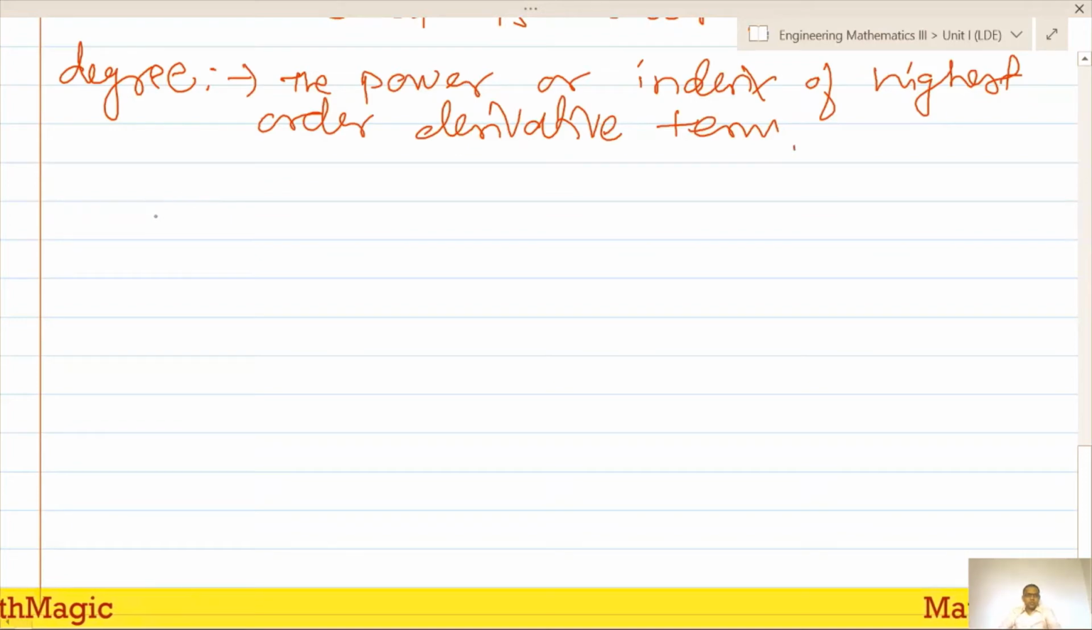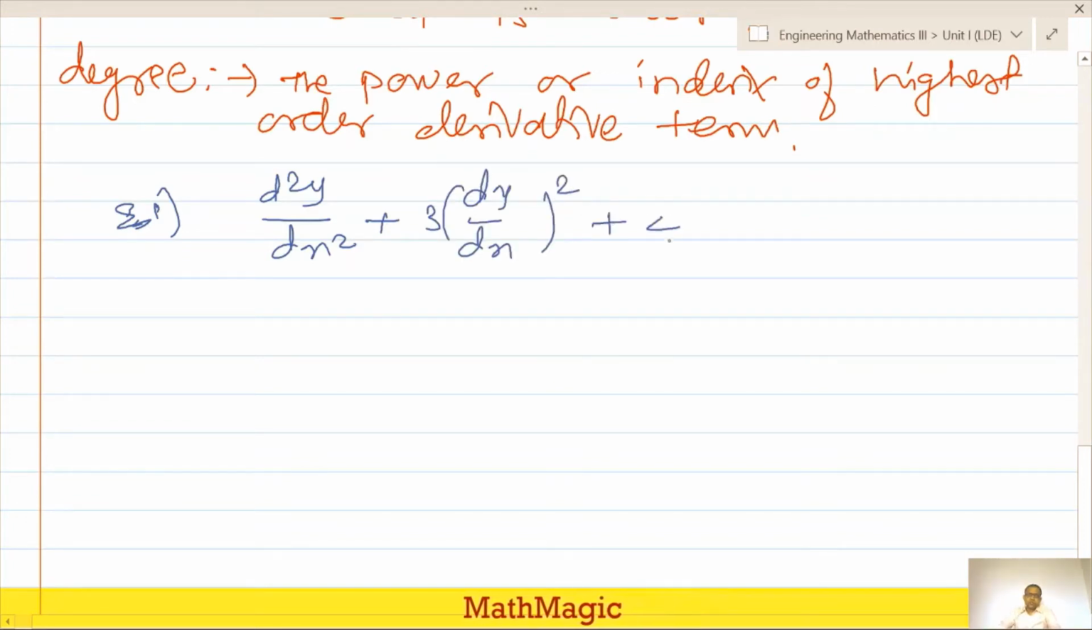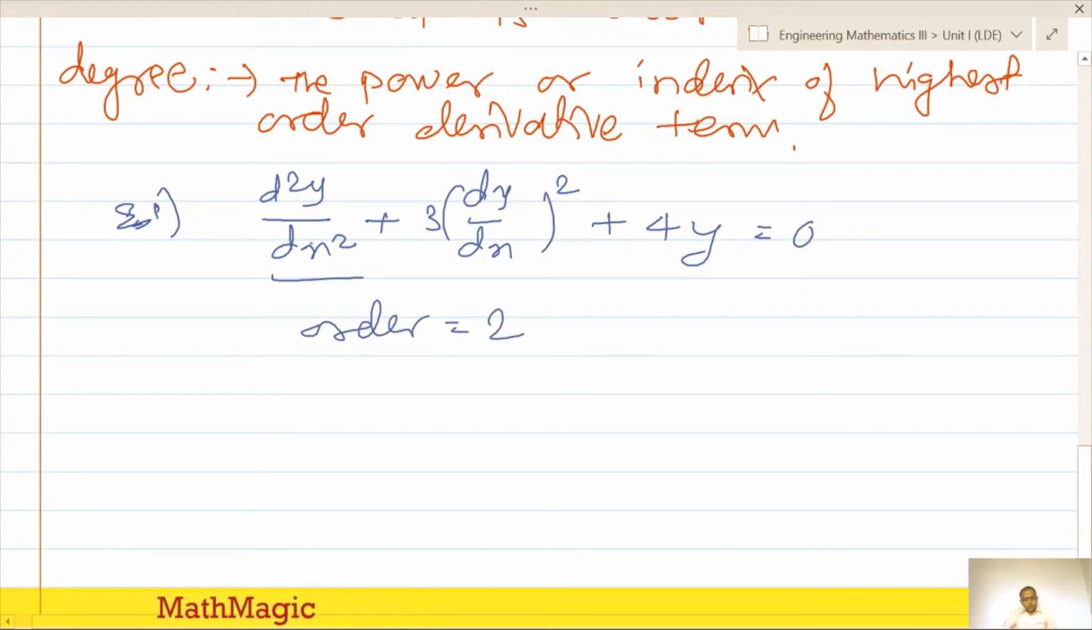For example, suppose we take d square y by dx square plus (3 dy by dx) whole square plus 4y equal to 0. Which one is the highest order derivative term? This one. So the order is 2, and for whatever term we used to decide the order, just find its power. So what is its power? The power of this term is 1 here.